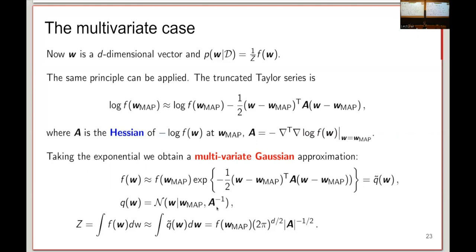So just to clarify, if you have a multivariate Gaussian on W with mean M and variance V, then here we're going to have a normalization constant. This is going to be D, and then here we're going to have the determinant of V. There is going to be some square root. And then here we have just the quadratic term.